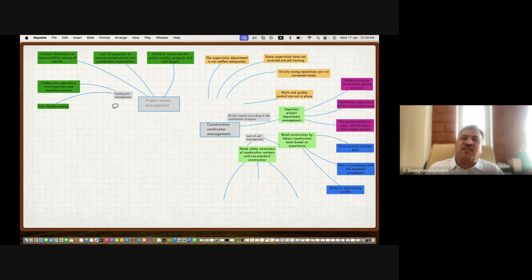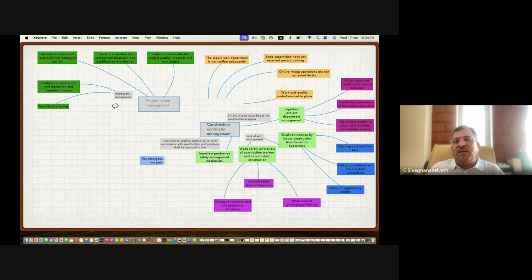In the last session itself, we were discussing that we need to orient the labor engineers who are now coming to the site, to explain to them the role and responsibilities and their scope. All this we need to do. On-site wrong operations are not corrected in time. If anything goes wrong, it should be immediately corrected. If we fail to do that, again, there will be a quality issue. Work and quality control are not in place many a time. This is the issue. What happens?